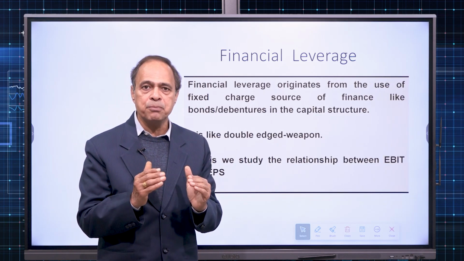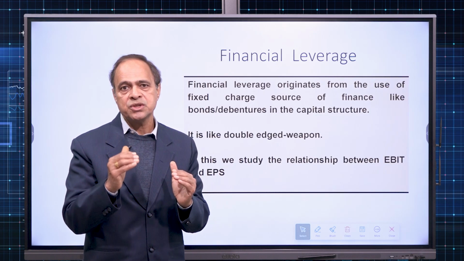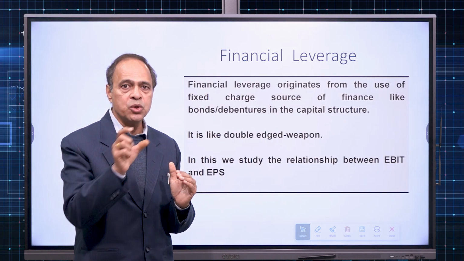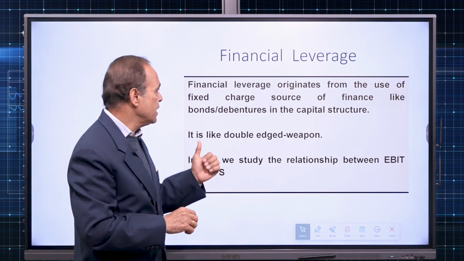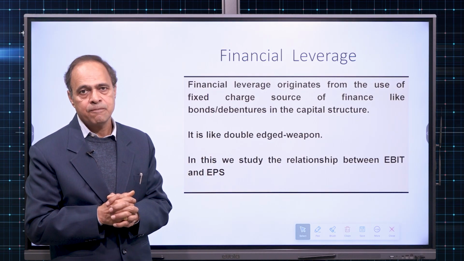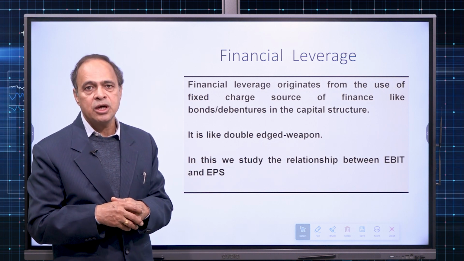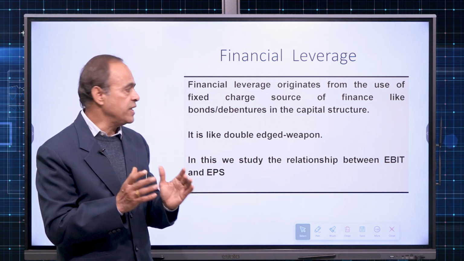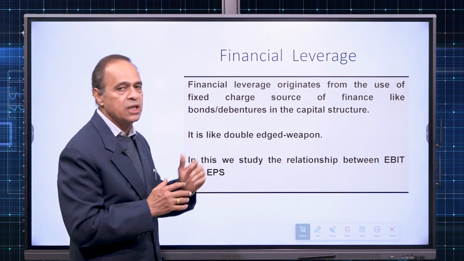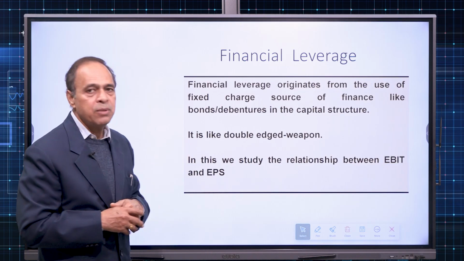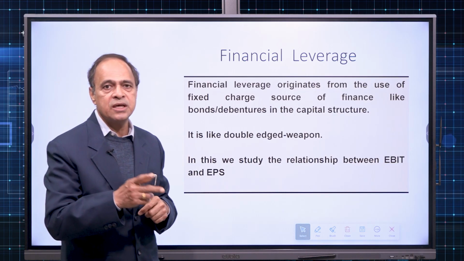Whereas the moment the company uses bonds, debentures or preference shares, or both of these along with the equity funding, we say the capital structure is a leveraged one. Now in this particular video, we will be talking about financial leverage with reference to use of debentures or bonds in the capital structure. Now, it is like a double-edged weapon. Why do we say double-edged weapon?